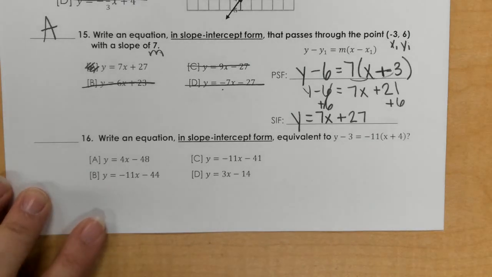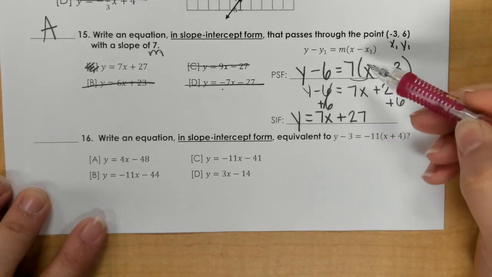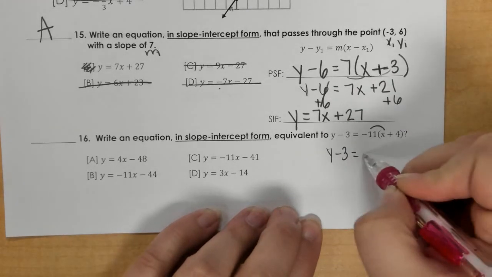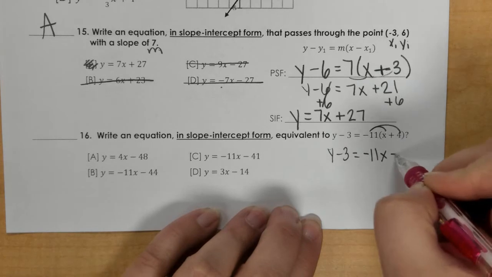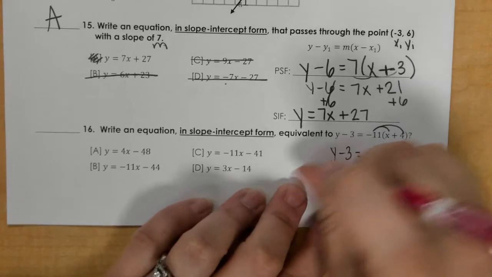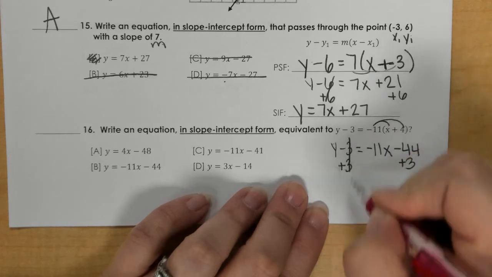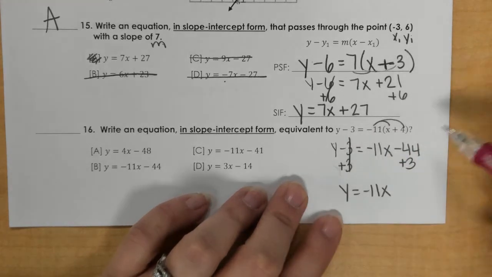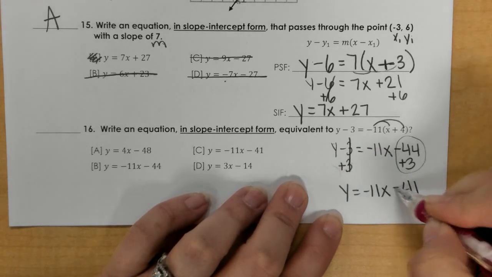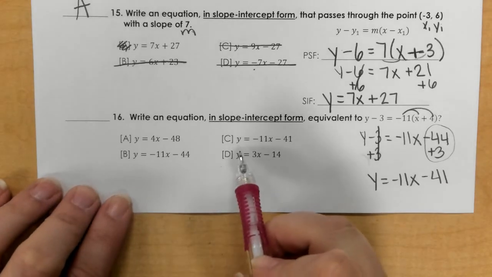In number 16, we need to transform point slope form into slope intercept form, which is basically what you just did right here. So we're going to go ahead and distribute the -11. So then we're going to add 3 to both sides. And here we have different signs, so we're going to really subtract those, but then we're going to keep the negative. So over here, we would choose letter C.